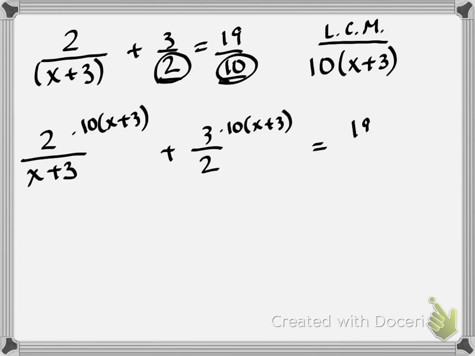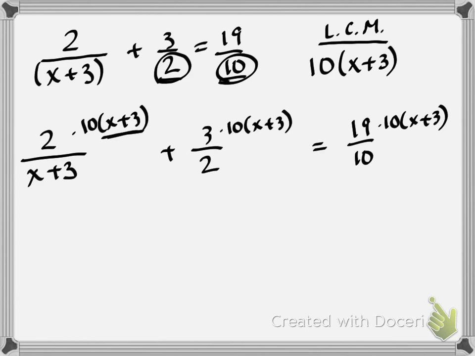And then we have 19 over 10. And the reason I can do this is because I have an equation. As long as I do that multiplication to both sides of the equal sign, it's legitimately okay to do mathematically. Now I'm going to take each individual fraction, and I'm going to cancel anything out on top and bottom that I can.